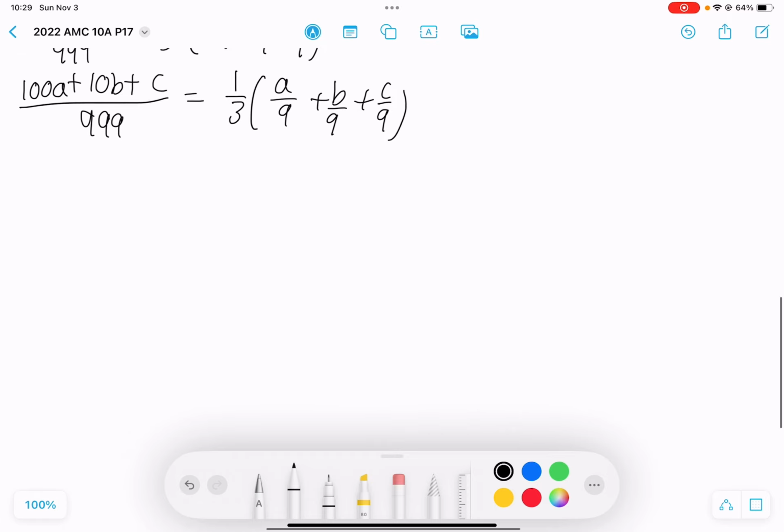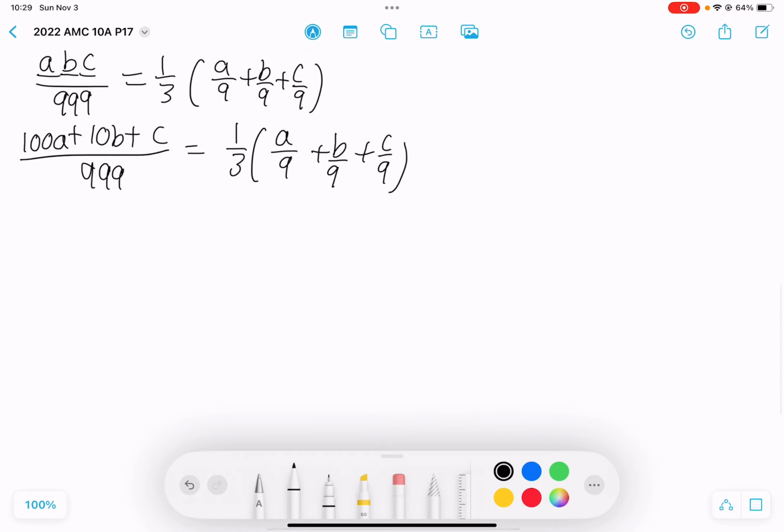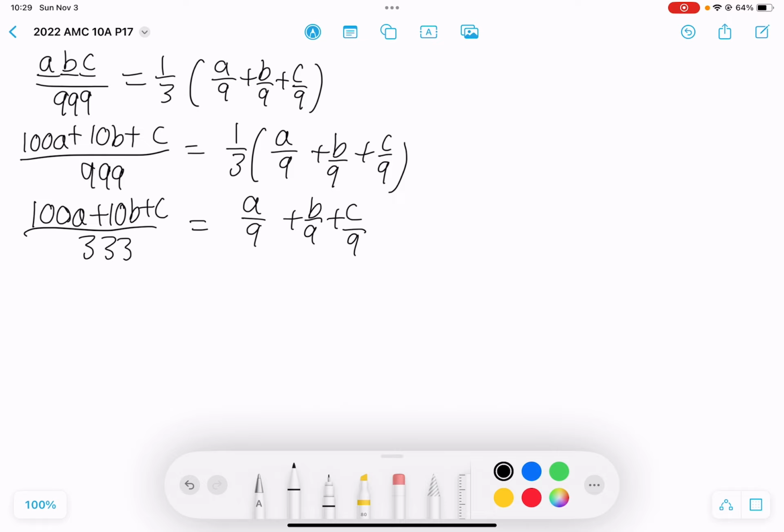After simplifying a bit, let's multiply both sides by 3, because we don't want the 1/3 and we don't want 999. So it's a win-win for both sides. We have that over 3, and a over 9 plus b over 9 plus c over 9 on the right-hand side. Now we want to cancel out the 9. We don't really like fractions in general, so let's multiply both sides by 9.